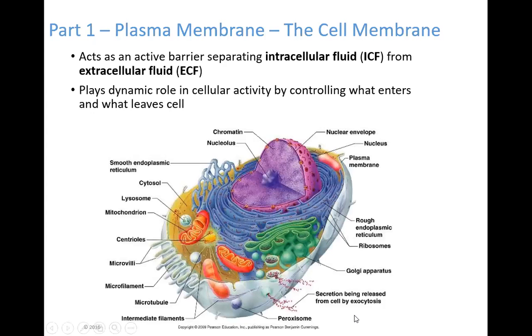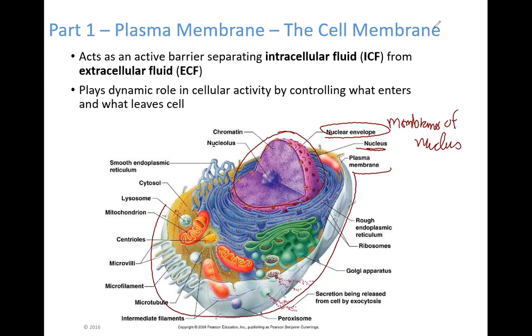So this is what a generalized cell looks like. We can see various structures on here. The largest structure, of course, is going to be the nucleus. The nucleus is this big purple thing right here, and it's surrounded by its own membrane called the nuclear envelope. That's the membrane of the nucleus. The plasma membrane surrounds the cell all the way around.